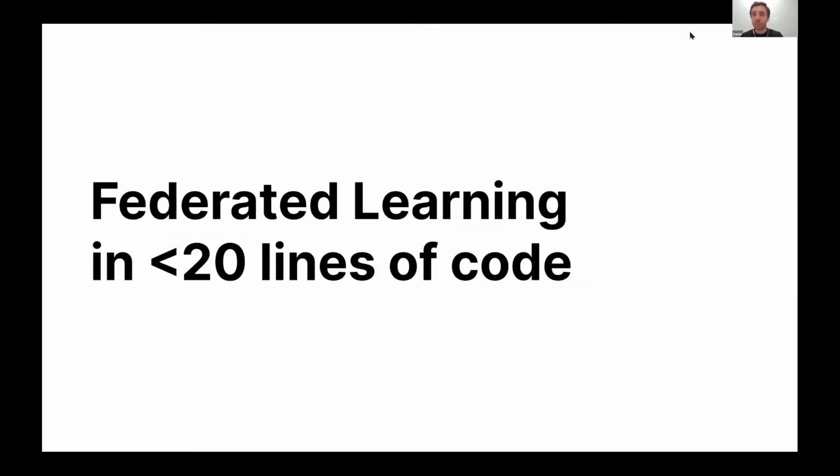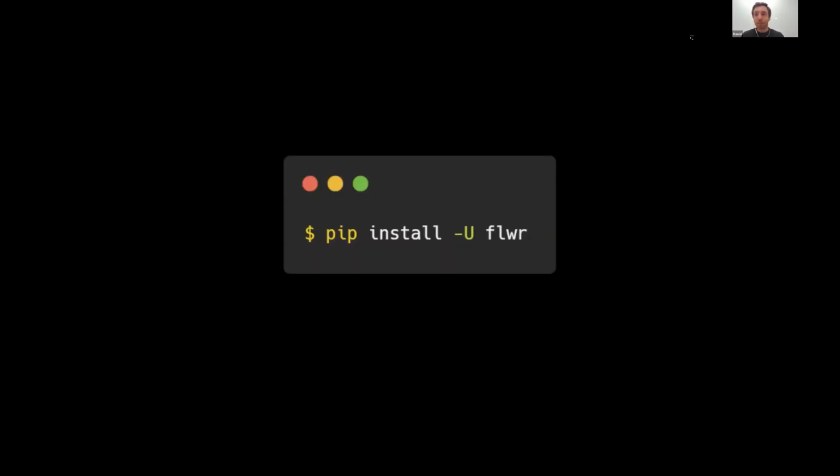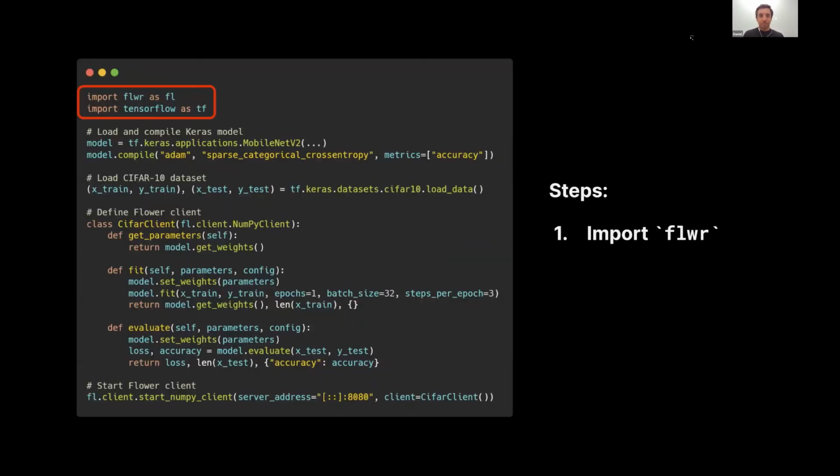So I was promising to show an example of federated learning in hopefully less than 20 lines of code. So let's get started. The first step, obviously, is to install Flower. And in case you already have it on your machine, I included the -u parameter because we just released a new version of Flower today. And here's the example. So the first step is to import Flower and import the necessary libraries that you use.